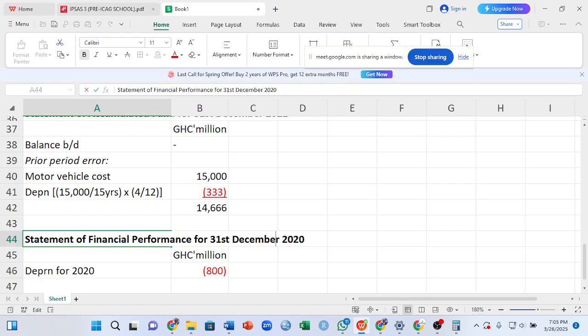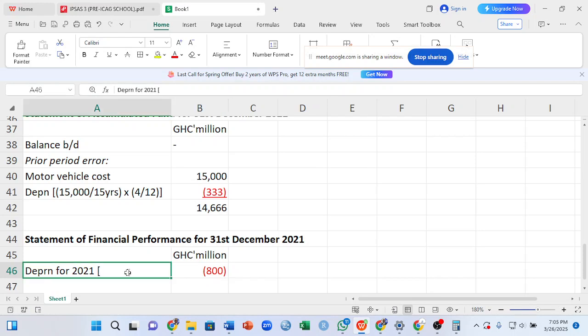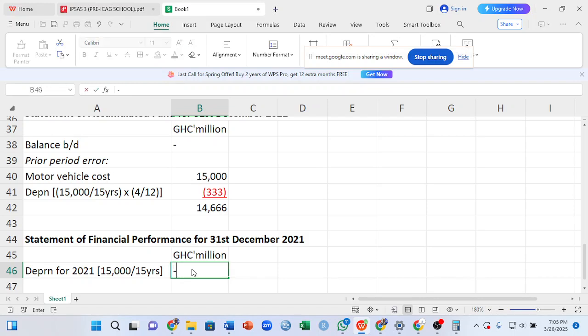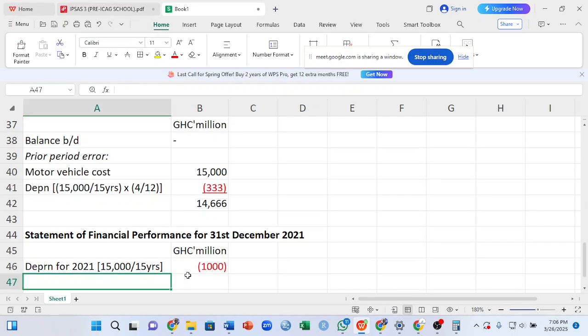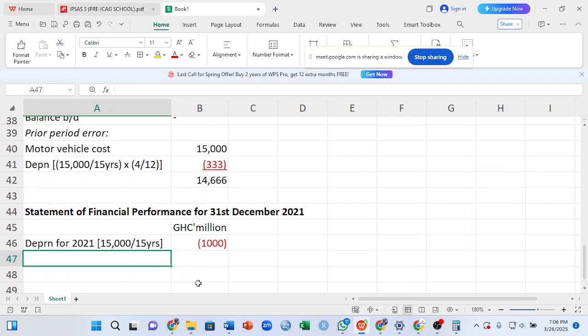Let me just make the adjustments. Here is 2021. The depreciation for 2021. Bear in mind the depreciation for 2021 will be a full year depreciation, right? So it's going to be 15,000 divided by the 15 years. It will be a full year, from 1st January to 31st December. So that will be 1,000.